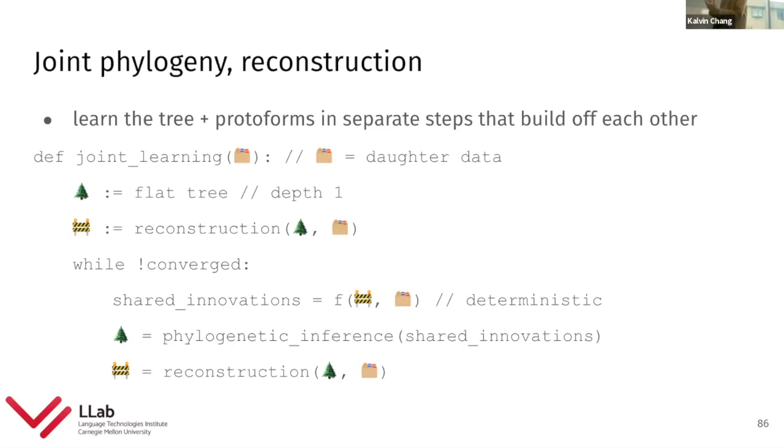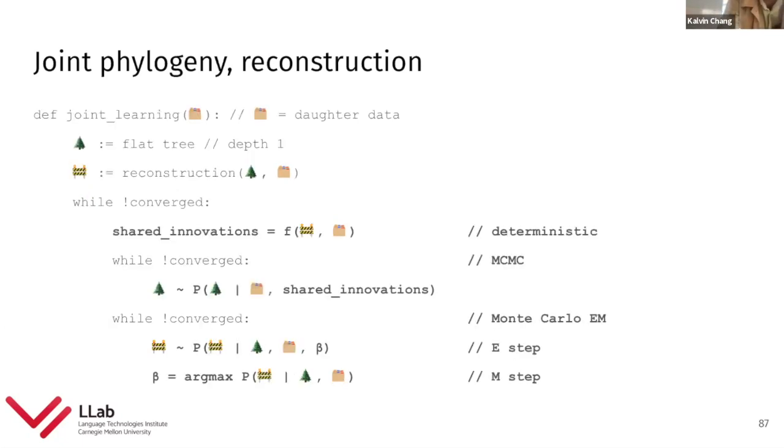And until we converge on a set of protoforms and a tree, we identify shared innovations, we perform phylogenetic inference on those shared innovations, and using that tree, we identify a more accurate reconstruction, which in the next iteration of the loop is then used to identify more accurate shared innovations, which then get fed into phylogenetic inference, etc. So the process repeats until convergence.